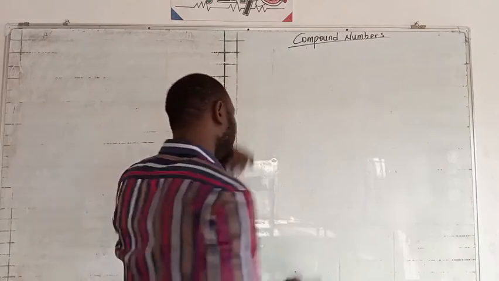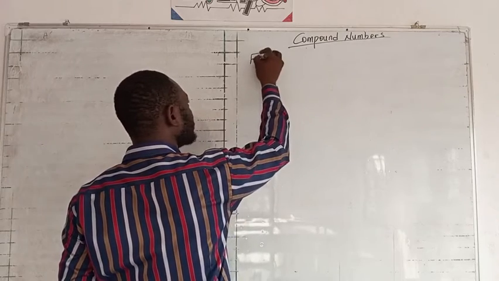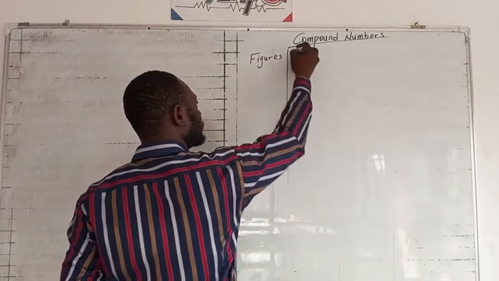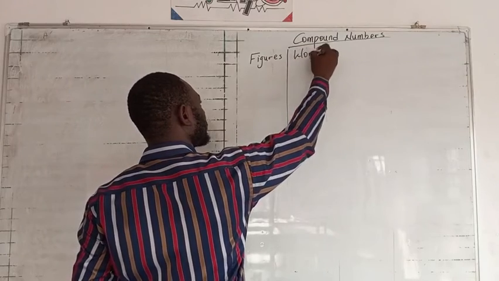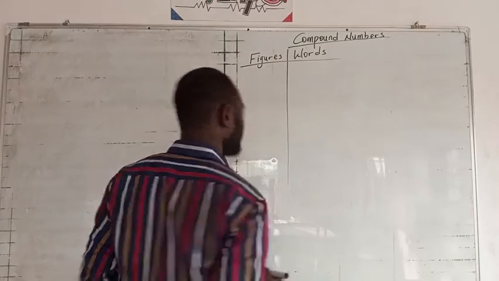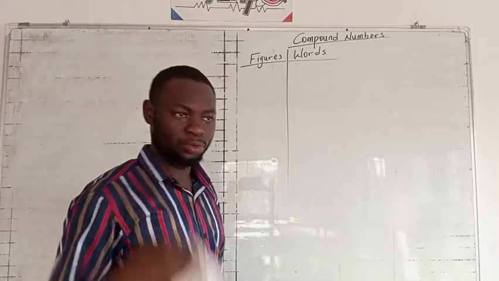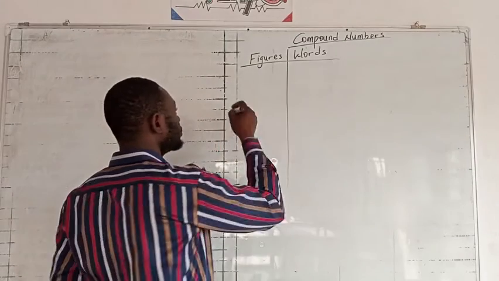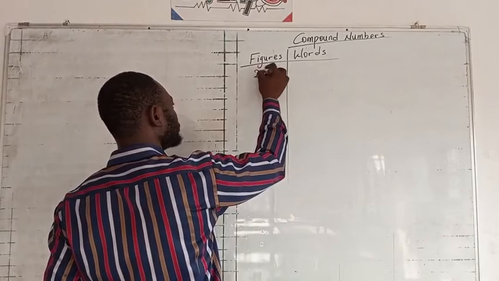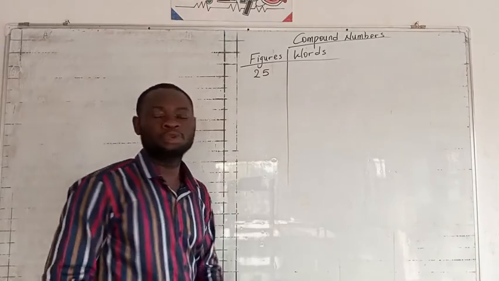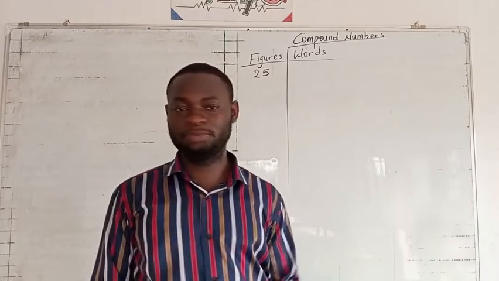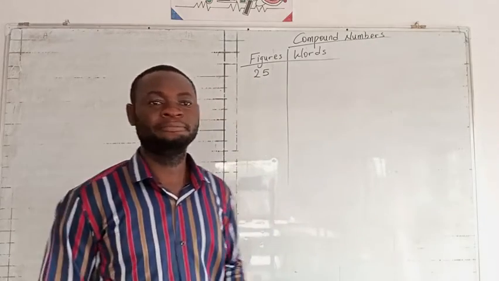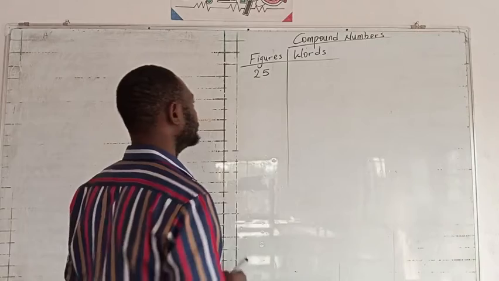Compound numbers. Now let's look at figures and words. Let's take an example of 25. Now 25 is a compound number. Why? Because it's made up of an ending number 20 and a unit number 5. So 25 is a compound number.